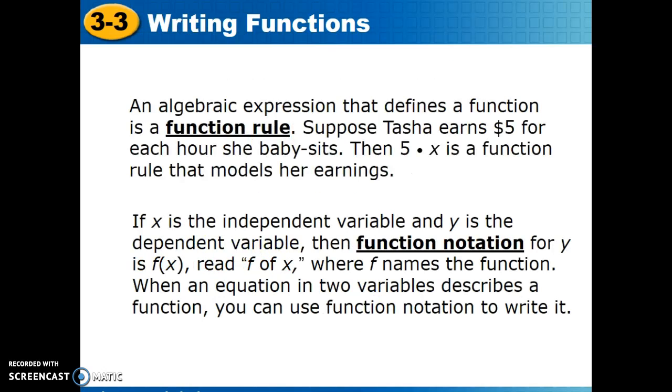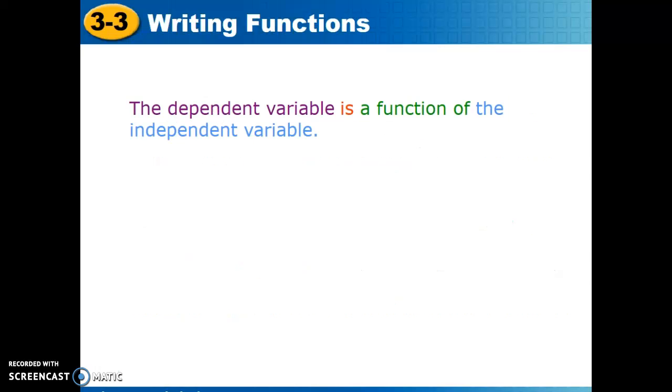An algebraic expression that defines a function is a function rule. Suppose that Tasha earns $5 for each hour she babysits, then 5 times x is a function rule that models her earnings. If x is the independent variable and y is the dependent variable, then function notation for y is f of x. It's read f of x, where f names the function. When an equation in two variables describes a function, you can use function notation to write it.